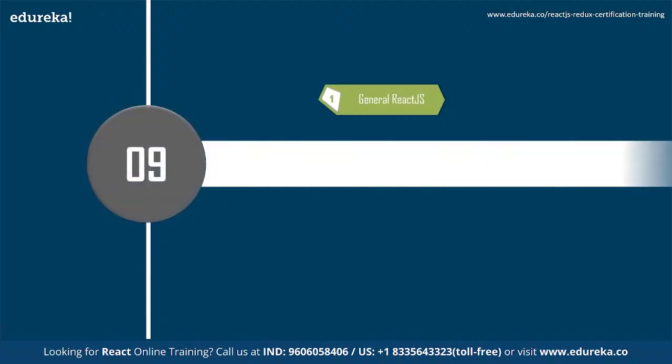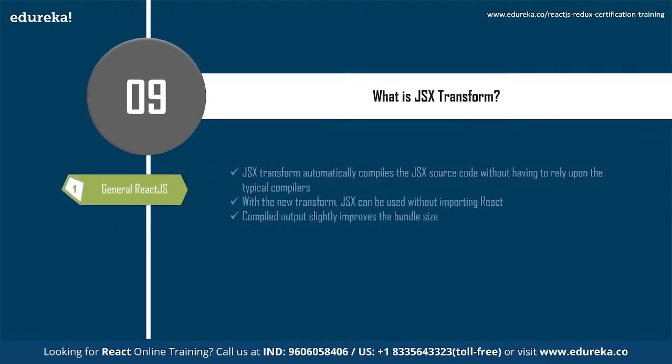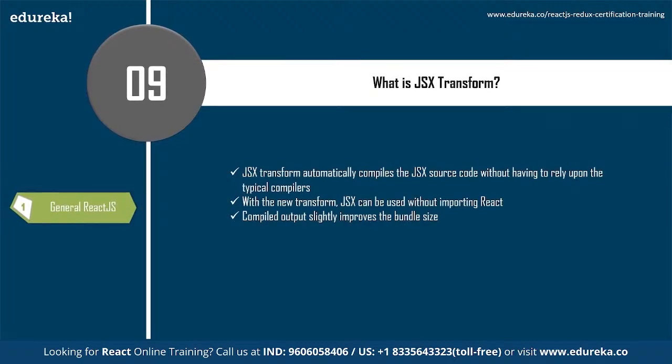Now let's move ahead with the next question. That is, what is JSX transform? As browsers don't support JSX, compilers like Babel or TypeScript are used to transform JSX into regular JavaScript objects, which are understood by the browsers, as we have seen in the previous question. Now, JSX transform automatically compiles the JSX source code without having to rely upon the typical compilers. With the new transform, JSX can be used without importing React, and according to the setup, its compiled output slightly improves the bundle size as well.